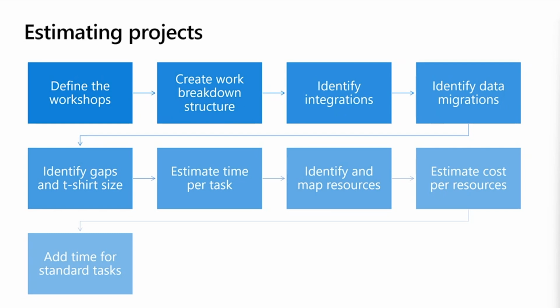But it's important that you t-shirt size, and we've got a slide a little bit later on where I'm going to talk a little bit more about how to t-shirt size, like small, medium, large, the work that needs to be done. And then once you've sized it, then you can start to estimate the amount of time per task in that detailed work breakdown structure that needs to happen. And then you can start to map those resources and then estimate the cost per resource.